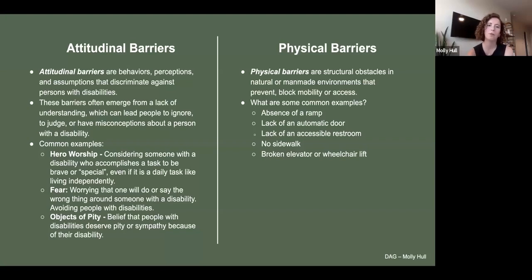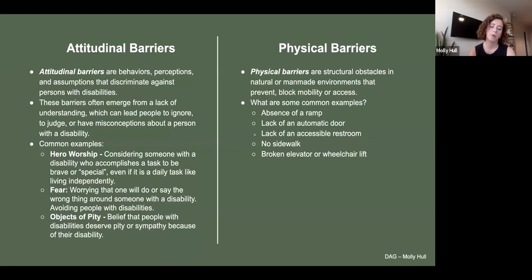So common examples include things like hero worship. So considering someone with a disability who accomplishes a task to be brave or special, even if it's just living daily life or completing a daily task like living independently. There's fear, so worrying that one will do or say something wrong to a person with a disability, or even completely avoiding talking to someone with a disability is an example of fear. And lastly, an object of pity, so a belief that someone with a disability deserves pity or sympathy because of their disability. Moving on to physical barriers.